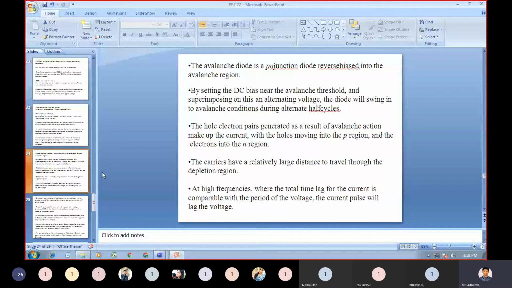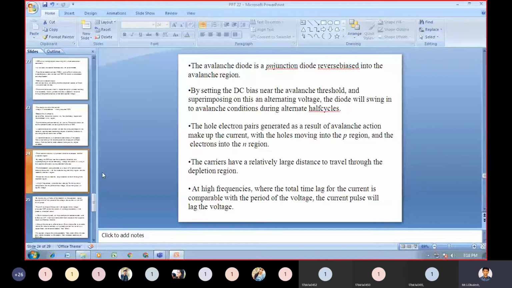By setting the DC bias near the avalanche threshold and superimposing on this an alternating voltage, the diode will swing into avalanche conditions during alternate cycles. The electron-hole pairs generated as a result of avalanche action make up the current, with the holes moving into the P region and the electrons in the N region. The carriers have a relatively large distance to travel through the depletion region.